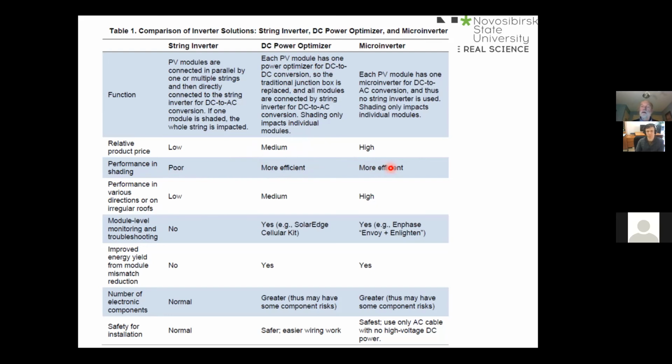If you remember from the table that we looked at yesterday, the trend in efficiency is opposite the trend in cost. Usually a string inverter is cheaper than a power optimizer, which is cheaper than a microinverter. This can be important because there's clearly a trade-off between cost and possible response to shading. And often for PV systems in cities, shading is an important issue.